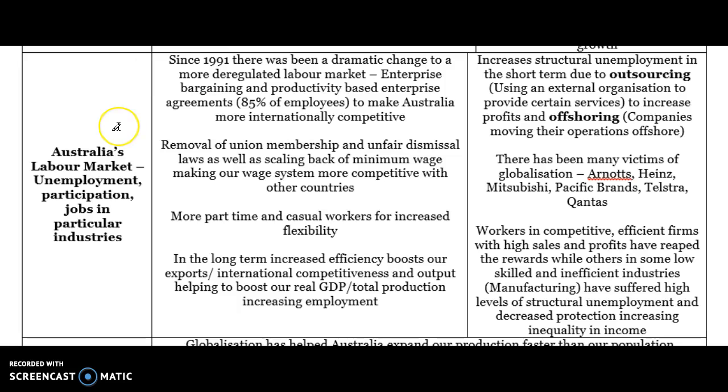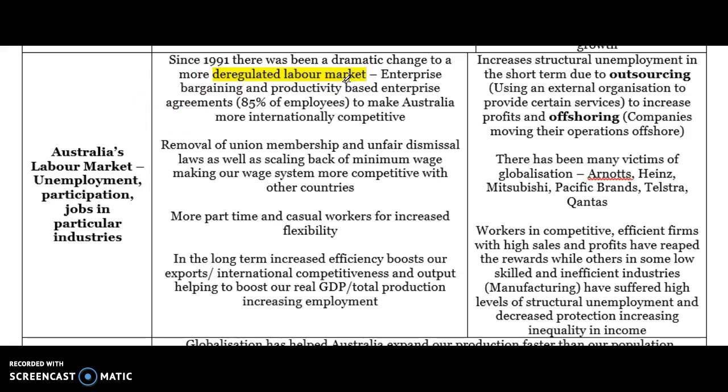Okay, in this video we're going to be looking at how globalisation has impacted upon our labour markets and our living standards and potentially the environment as well. So first of all, the main impact that it's had on our labour markets is there's been a dramatic change to a more deregulated labour market.